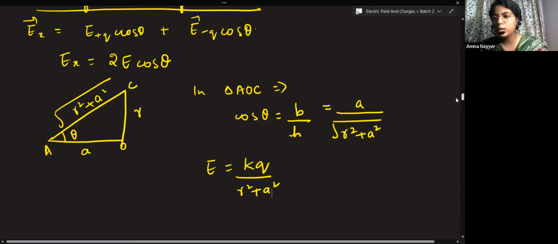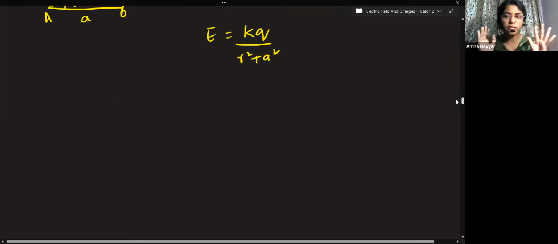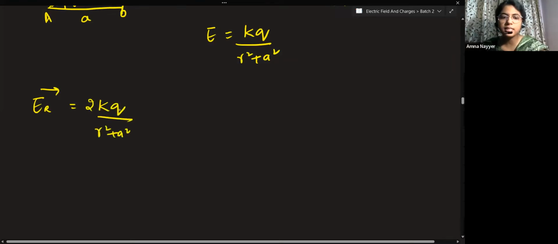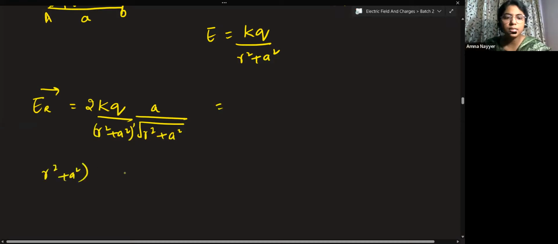See, the electric field due to Y is 0. So the net electric field is whatever is given by X only. So the net or resultant electric field will be KQ by R square plus A square, times 2E, and instead of cos theta we write A by under root R square plus A square. Now, R square plus A square here is to the power 1, whereas R square plus A square here is to the power half. So this will be R square plus A square to the power, anyone?